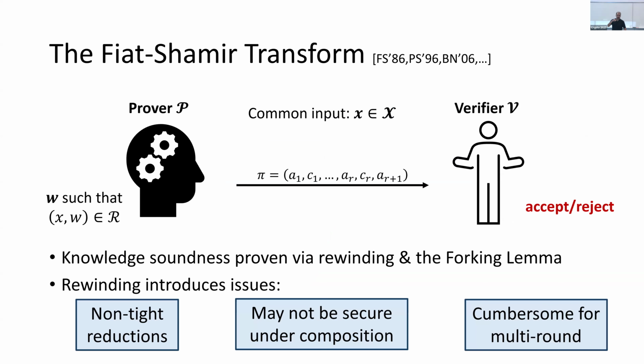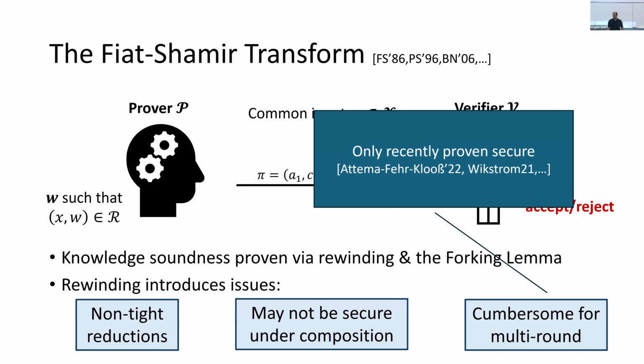And finally, this is not a caveat per se, but it's worth noting that once you move from 3-round protocols to multi-round protocols, actually analyzing the security of Fiat-Shamir becomes much more cumbersome. And it's only been recently that we actually had proofs of security for Fiat-Shamir for multi-round protocols.